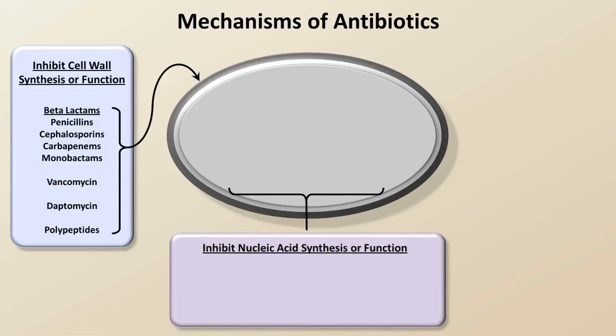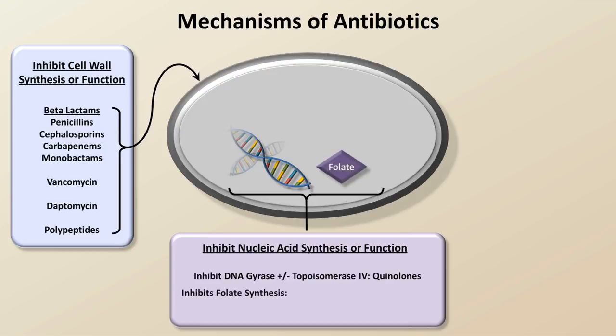This can be a consequence of inhibition of the enzymes DNA gyrase or topoisomerase 4, as is seen with the quinolones. It can be the consequence of an inhibition of folate synthesis, as seen with a specific antibiotic combination, trimethoprim-sulfamethoxazole. And it can be the consequence of the generation of free radicals, which interact with the DNA strands, leading to DNA damage, as occurs with metronidazole and nitrofurantoin.